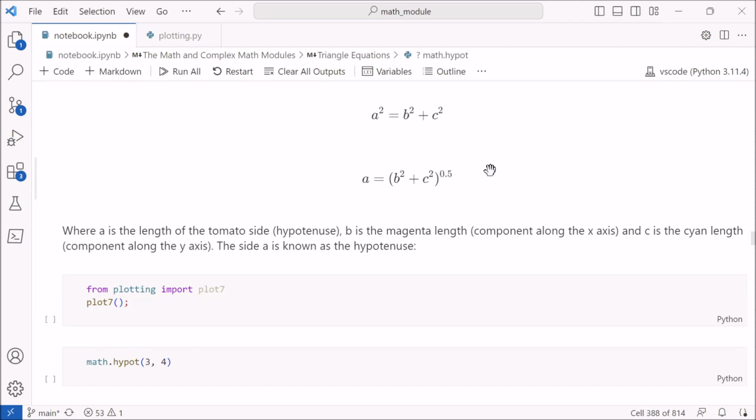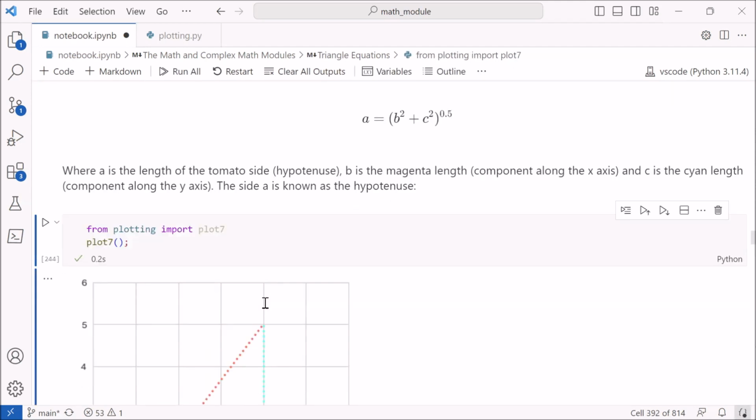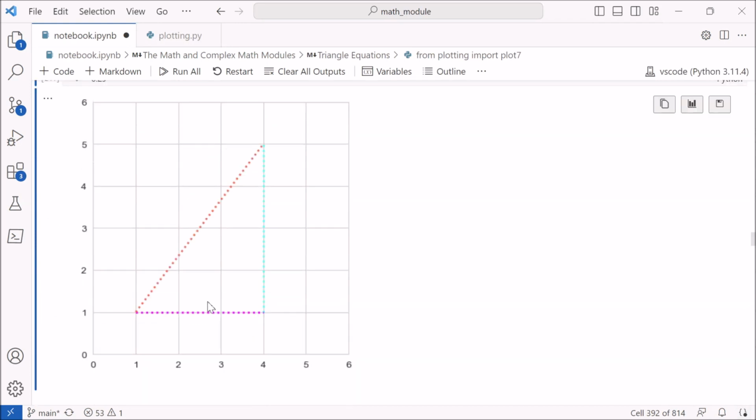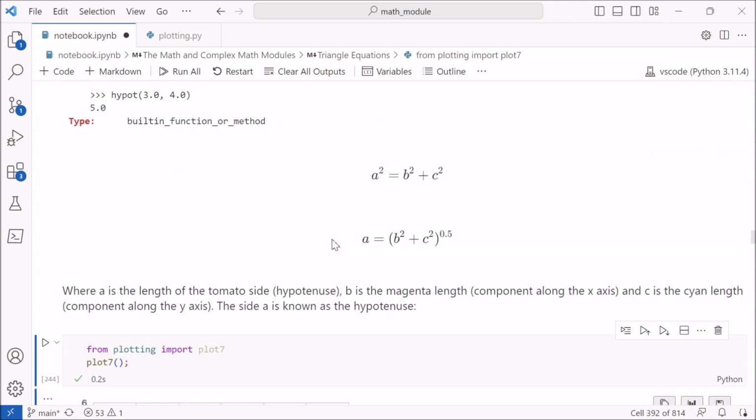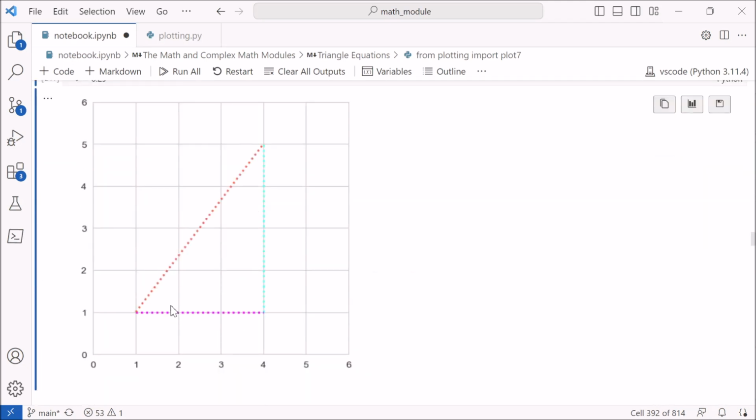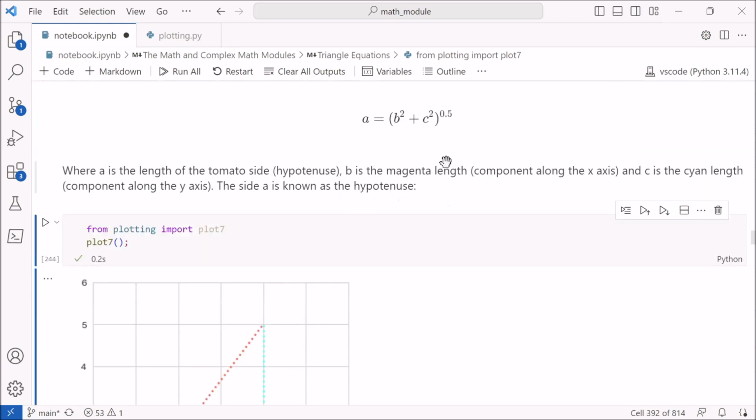So in general, you've got a triangle which looks like the following. This side is known as the hypotenuse, and it's a squared equals b squared plus c squared. So in order to get a, you're going to take this side and square it, and this side and square it, and then take the square root of them.